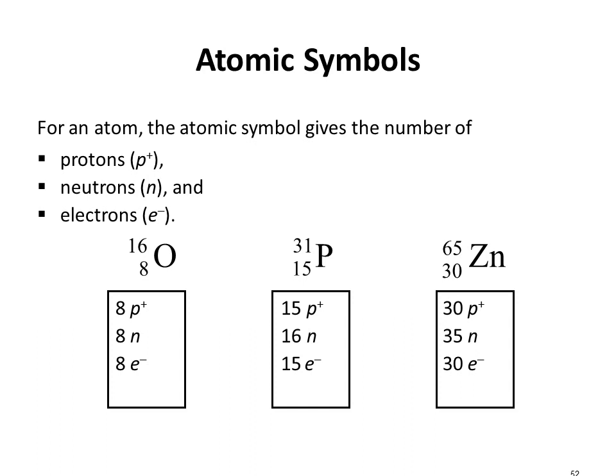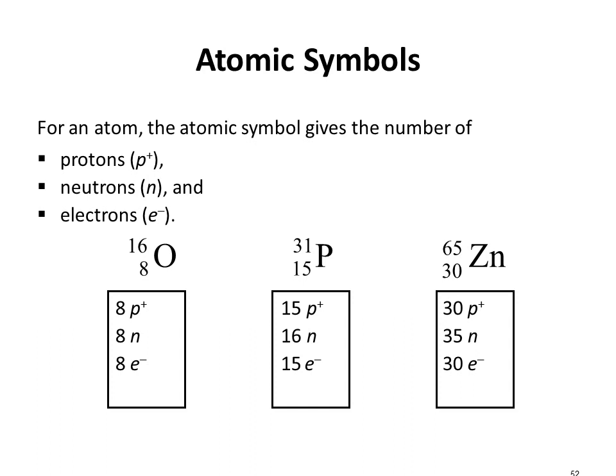And so here are some other examples. In the left-hand example, we have oxygen. Oxygen always has an atomic number of 8, which means 8 protons. Since it has 8 protons, it must also have 8 electrons if it's neutral. And then we have a mass number of 16, and so if we do 16 minus 8, that would give us 8 neutrons.